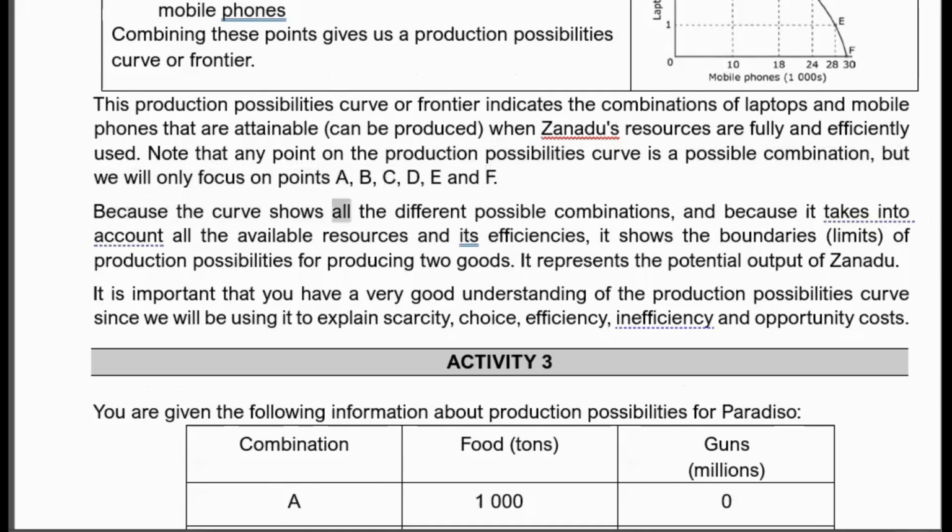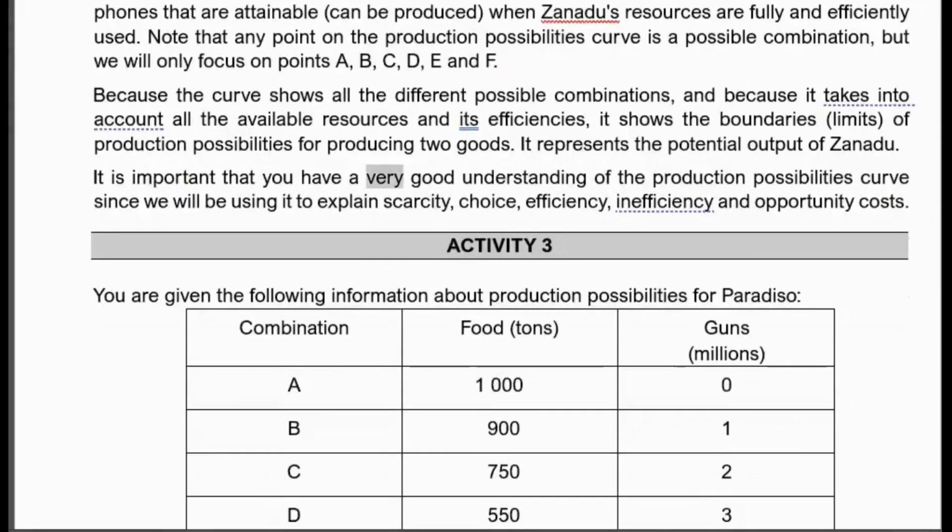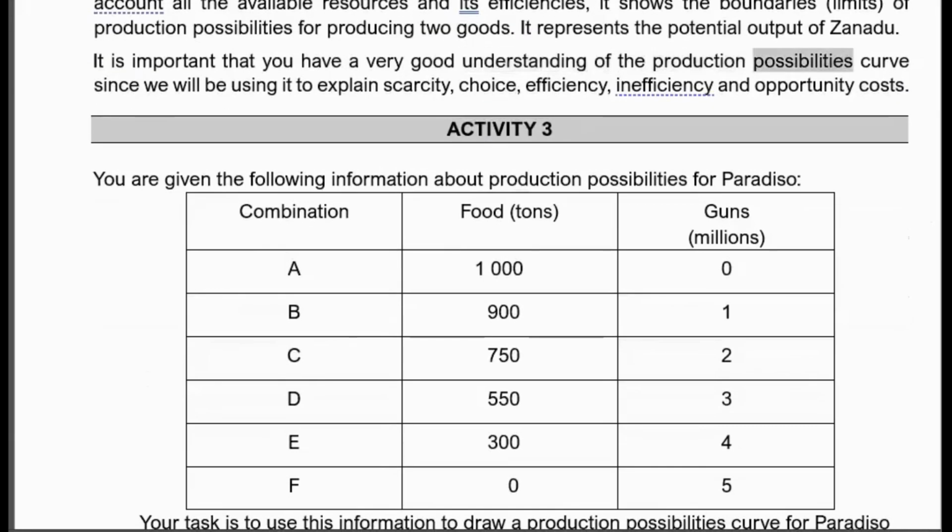Because the curve shows all the different possible combinations, and because it takes into account all the available resources and its efficiencies, it shows the boundaries, limits, of production possibilities for producing two goods. It represents the potential output of Xanadu. It is important that you have a very good understanding of the production possibilities curve since we will be using it to explain scarcity, choice, efficiency, inefficiency, and opportunity costs.